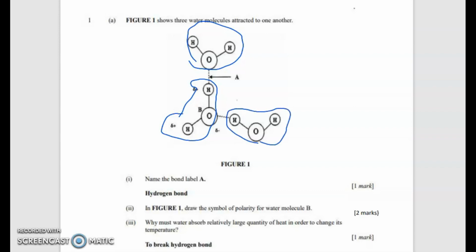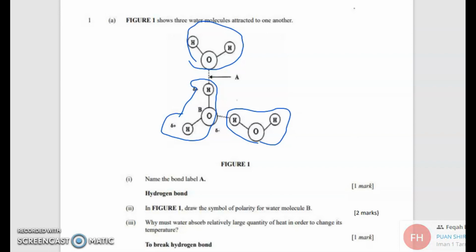First question, name the bond labeled A. So clearly we can see here that A is the bond that connects an oxygen atom and a hydrogen atom from different water molecules. So A is obviously a hydrogen bond.